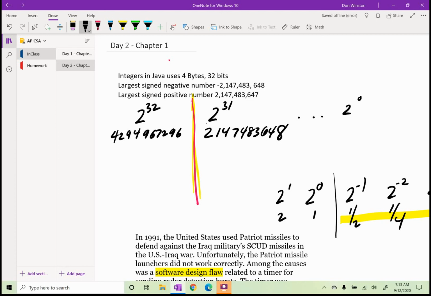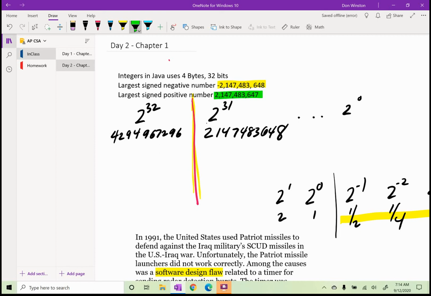The largest negative number is negative 2,147,483,648. And then the largest positive integer is 2,147,483,647.